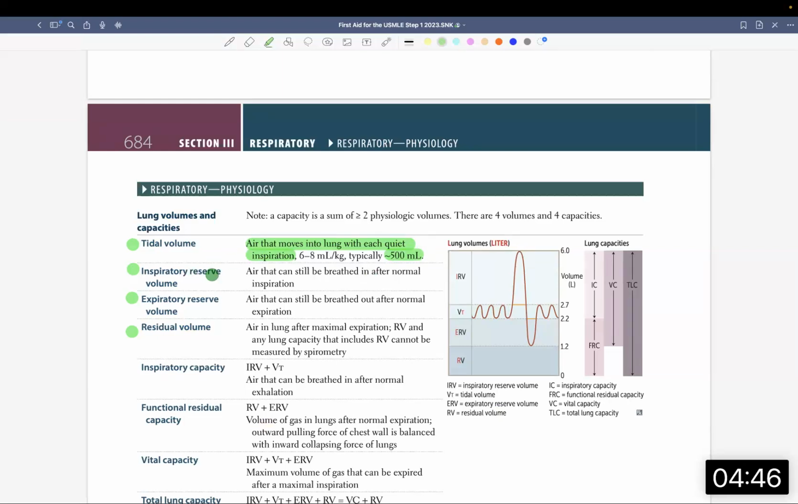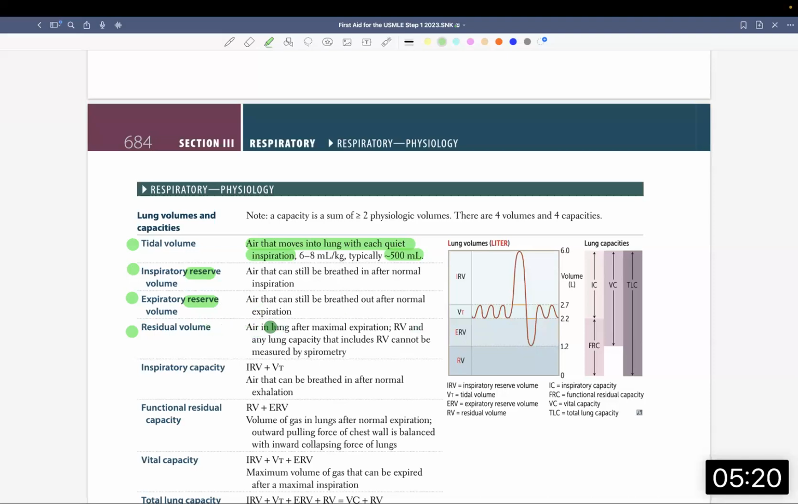Then we have inspiratory reserve volume. The reserves will usually have the word maximal. It is the air that can still be breathed in after normal inspiration, or on maximal inspiration. That's inspiratory reserve, IRV. Then expiratory reserve volume is the air that can still be breathed out after normal expiration, or on maximal expiration.